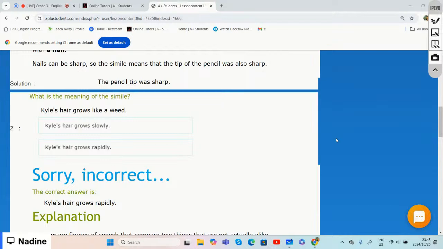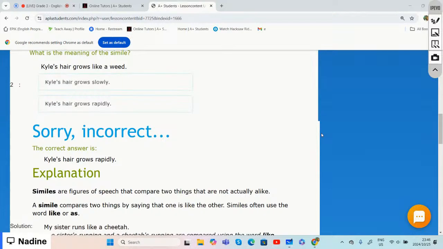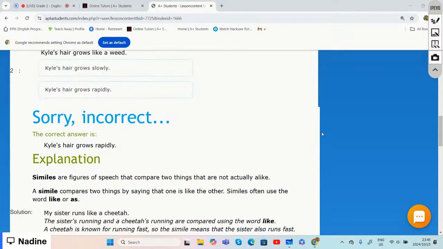Once again, similes are words that we use to compare, like when we compare two things by saying that the one is like the other. We use words like or as to compare these two things. And remember that these things are not actually alike, but we are saying that they are alike. All right, so this is the end of our lesson.